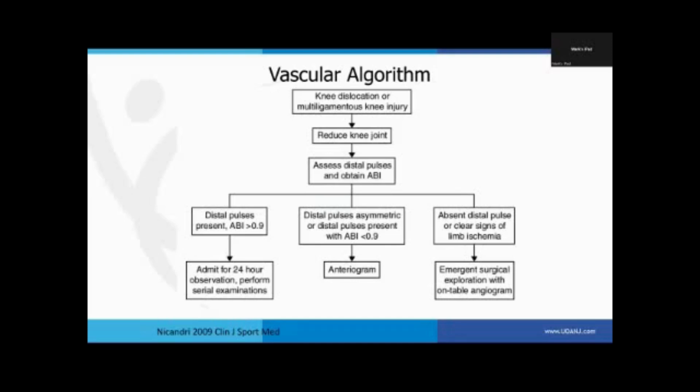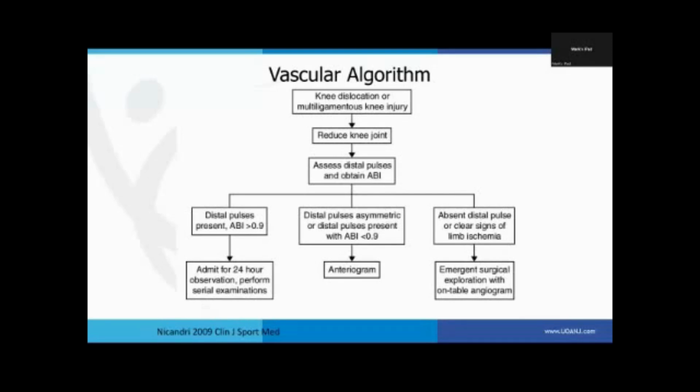But the algorithm, if there's a knee dislocation or a multiligamentous knee injury, and I distinguish those there, just did it dislocate or not, but they're both in the same bucket. You've got to reduce the knee joint. That will often be what is necessary just to reestablish the blood flow to the extremity, and that may be all that's necessary. But you still have to assess the distal pulses. Pulses are not enough. Just because they have pulses present does not mean there wasn't a vascular injury.